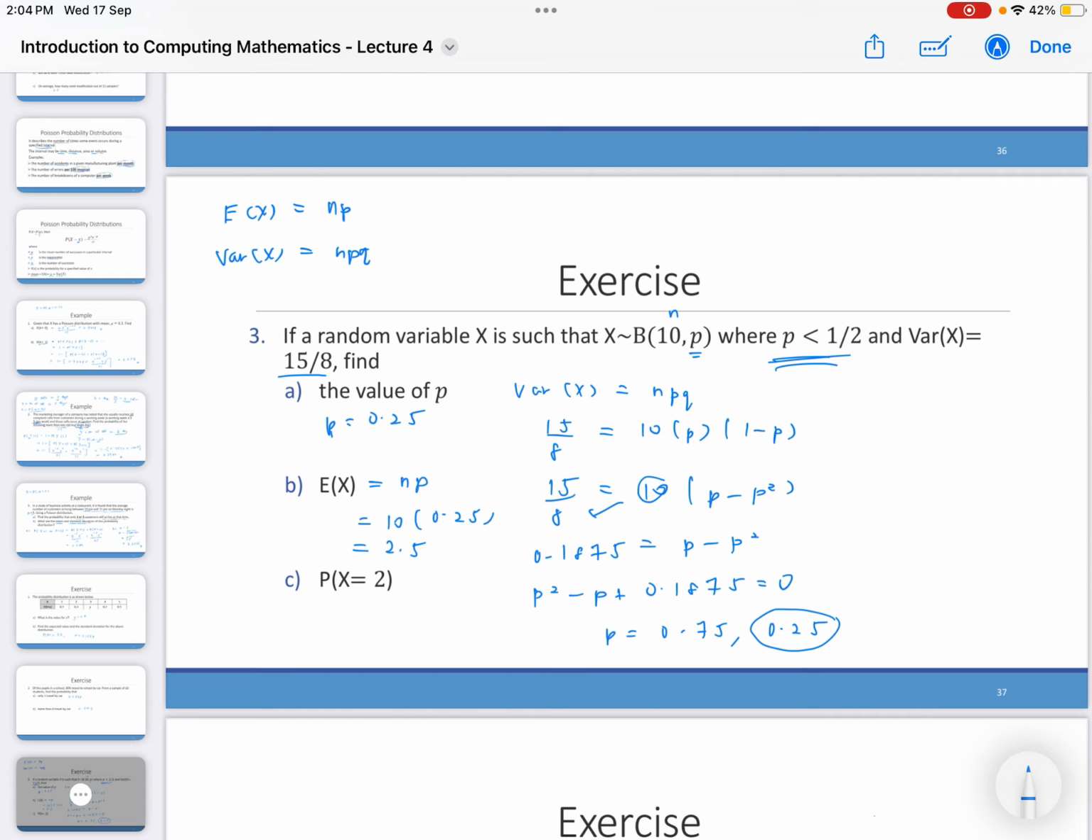Now C, we want to calculate the probability of x equals 2. This one equals 10 choose 2, times p, 0.25 to the power of 2, and then times q, which is 0.75 to the power of 8. So the answer here is 0.2816.